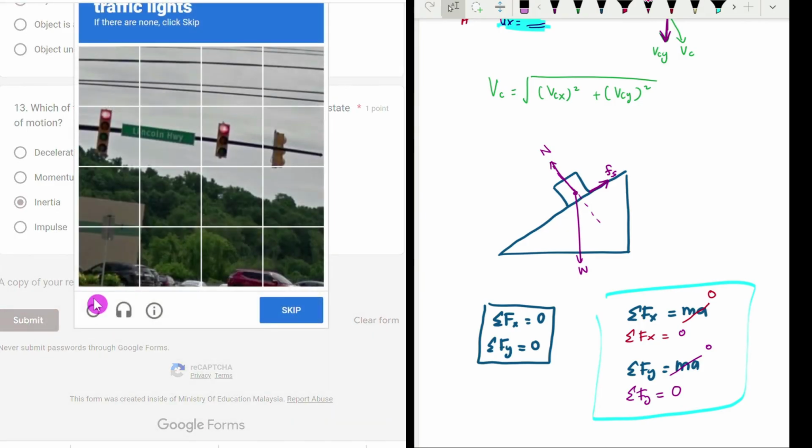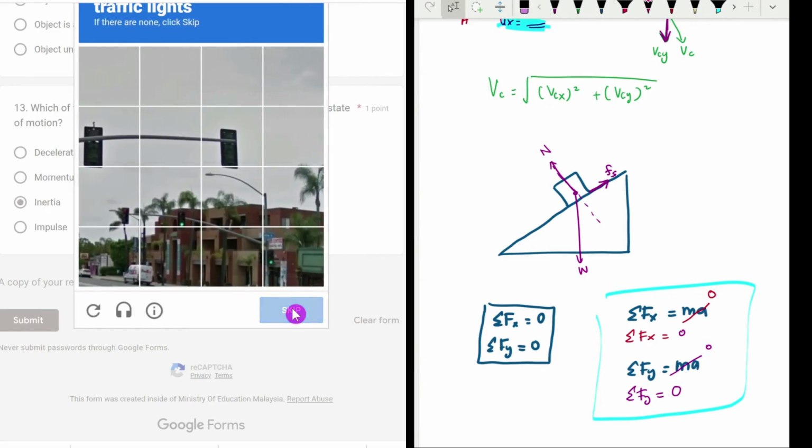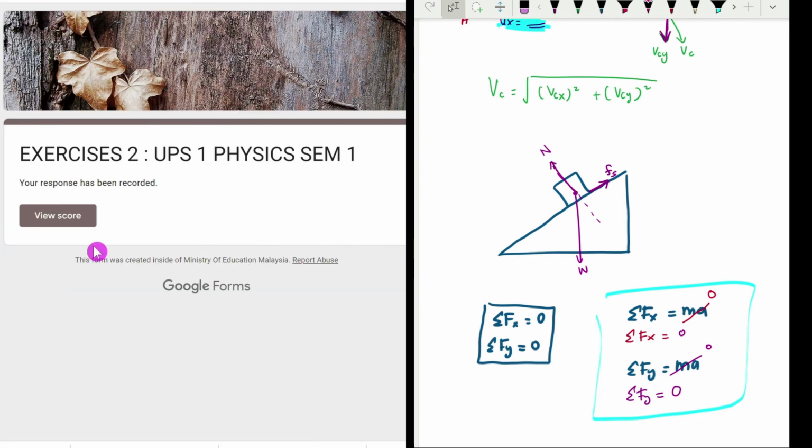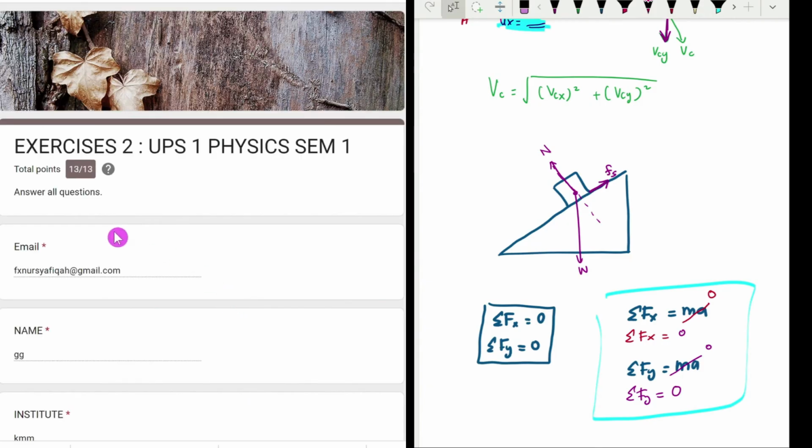Okay, so berapa kita dapat? Okay, bas kita verify dulu. Sekejap. Okay, kita tengok jawapan kita betul tak? Full mark tak? Yay, full mark. Alright, so kita dapat full mark lah, 13. Okay, so finish exercise number 2. Ini saya discuss exercise number 2 dulu.